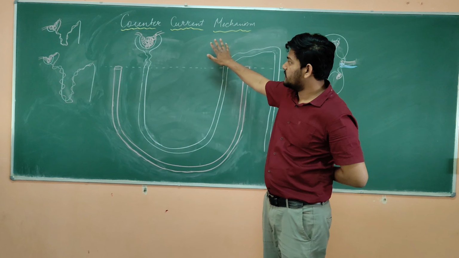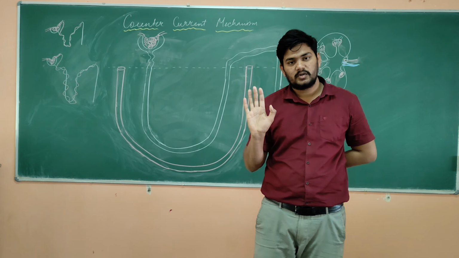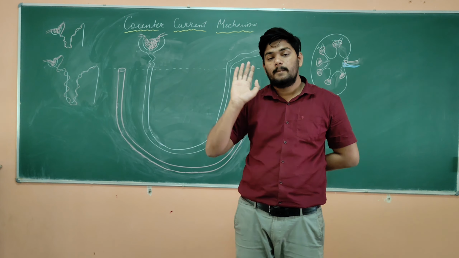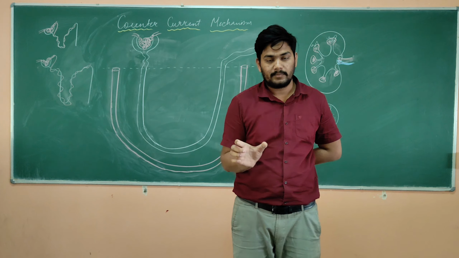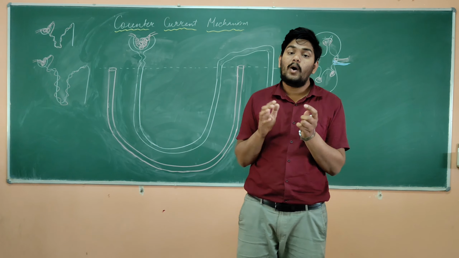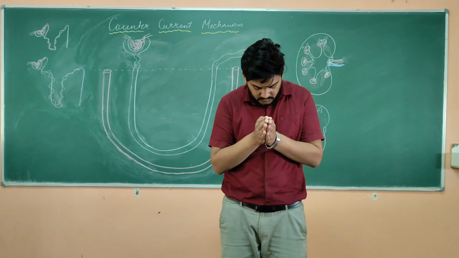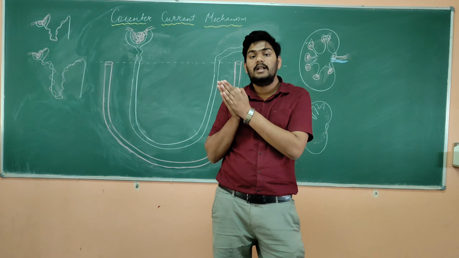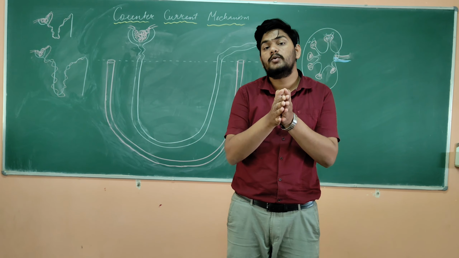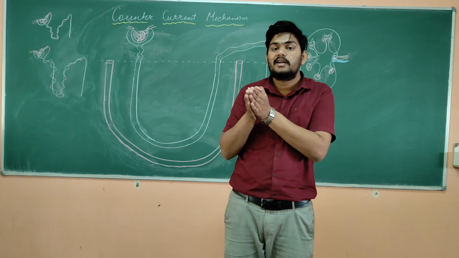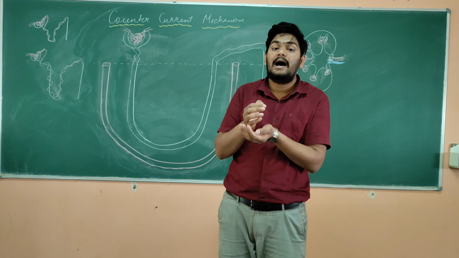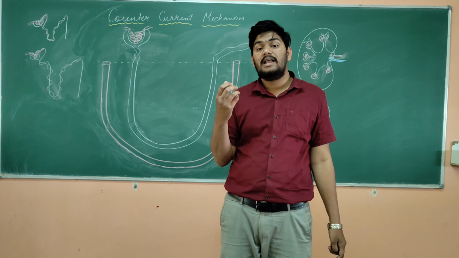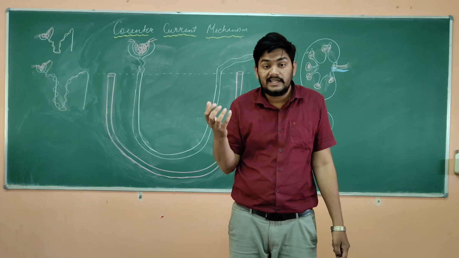This mechanism is a part of the excretory system, and it is a very important mechanism which is found only in mammals like us. Now why is it important? The significance of the countercurrent mechanism is that it helps you form concentrated urine. Concentrated urine means urine with more solute concentration and less water.